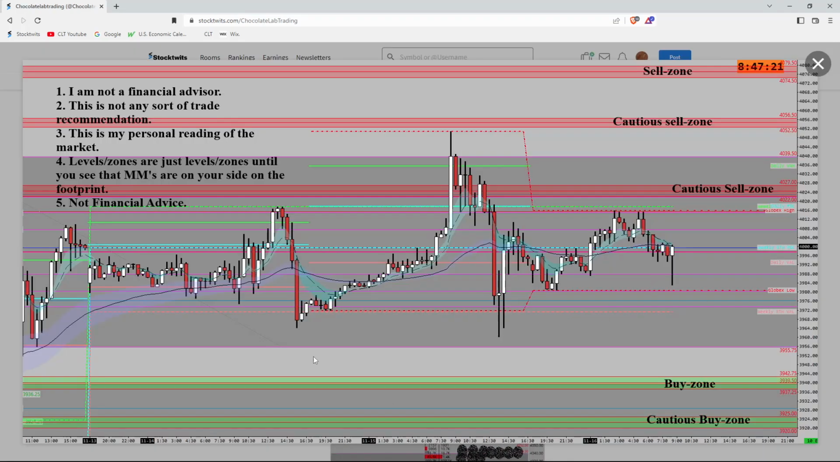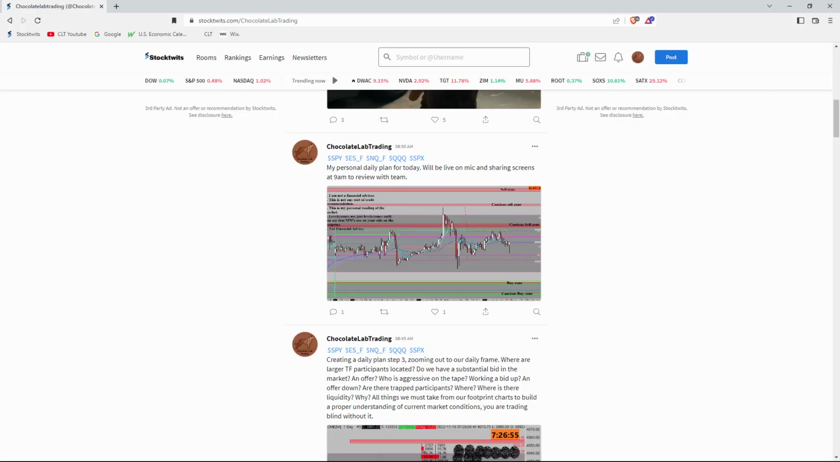And then here is today's daily plan. So looking at today's price action, there's one more thing.